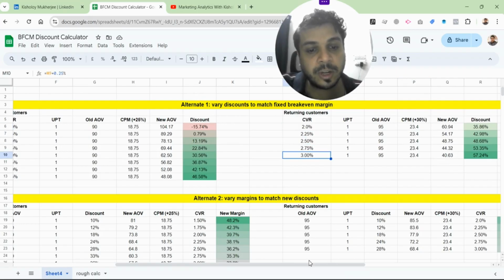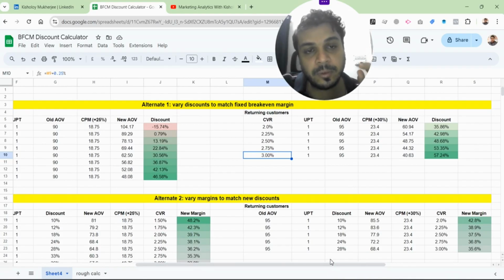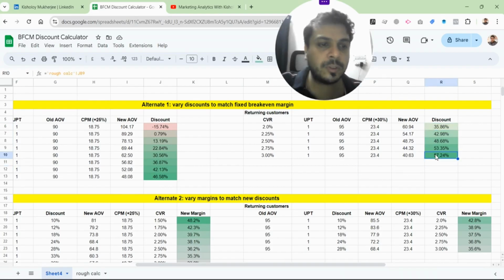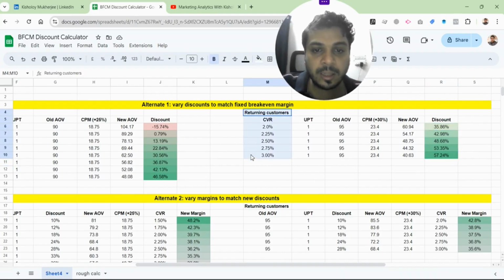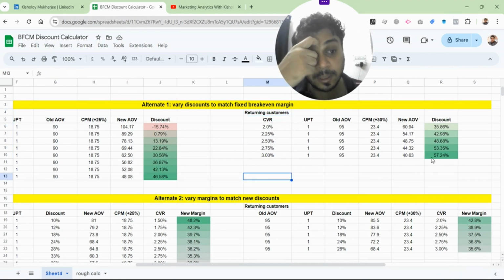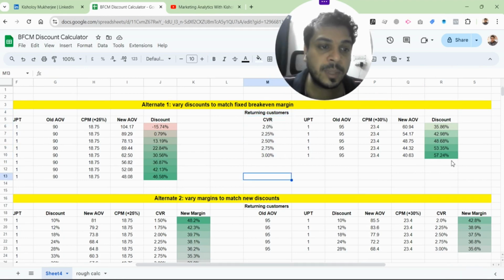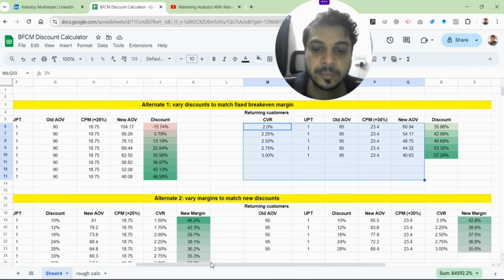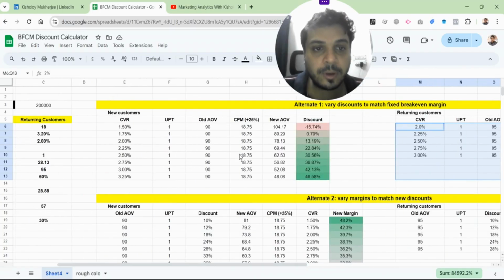and now we have different slabs of conversion rates, and correspondingly, to maintain the break-even margin, we have these different slabs of discounts that can be offered. You might wonder why there are fewer slabs here. It's because we wanted to just show a few cases, and anything above 50% is probably too much of a discount, right? You obviously want to maintain the sanctity of the brand. Anything above 50% is certainly not good. So try to keep it below 50%, and that's why only these few have been shown. So that was the first alternative, where you are varying the discounts to match the fixed break-even.